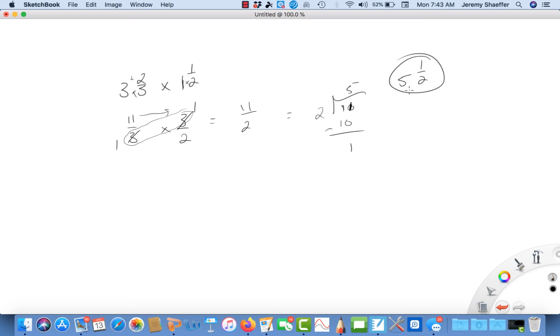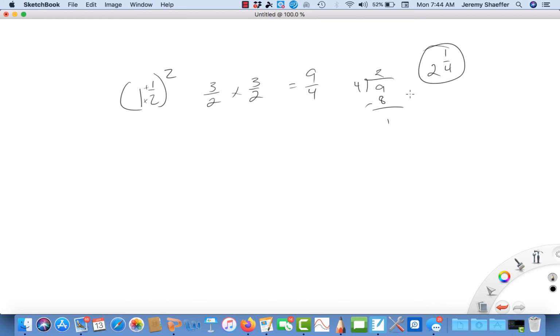Okay, what if we look at an example that does something like this? 1 and 1/2 squared. What does that really mean? Well, it means this times itself. So we just said that 2 times 1 plus 1 is 3 over 2 times 3 over 2. That's 9 over 4. We can do the simple division problem here and say that that is 2 and 1/4. Okay? So, not too difficult with that.